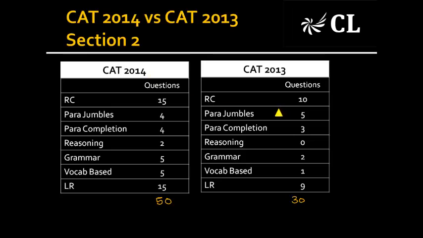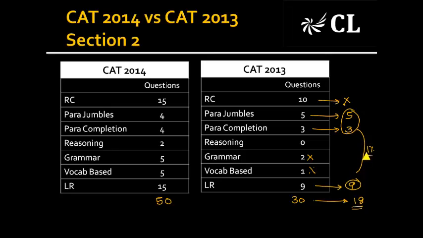Now there are a lot of people who want to take out, let's say, about 18 questions from here. The strategy used to be, don't solve RC. Solve all the 9 questions from LR. Solve all the 5 questions of parajumble. This also includes those odd sentence in a sequence. All these questions, leave out grammar, leave out vocabulary based questions. So 8 plus 9, already we are about 17 questions.